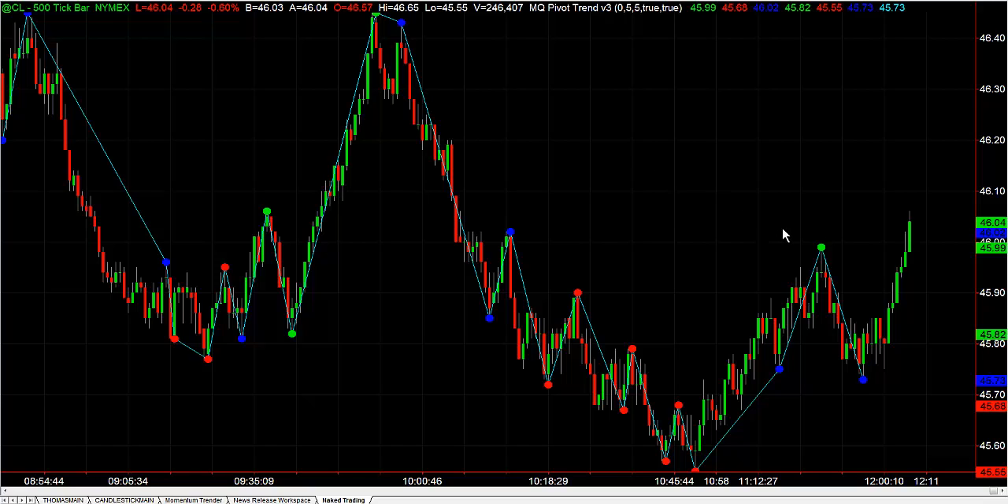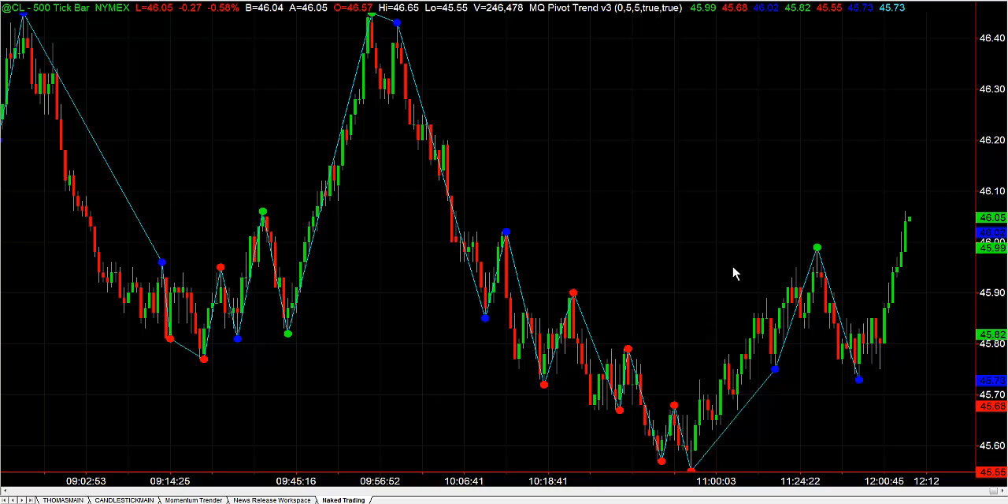It is Thursday, November 5th, day before non-farm payroll. We're going to take a look at crude oil. And once again, we're going to look at the pivot trend indicator, the MQ pivot trend, which is pointing out the pivots for our trends with a 500 tick chart.